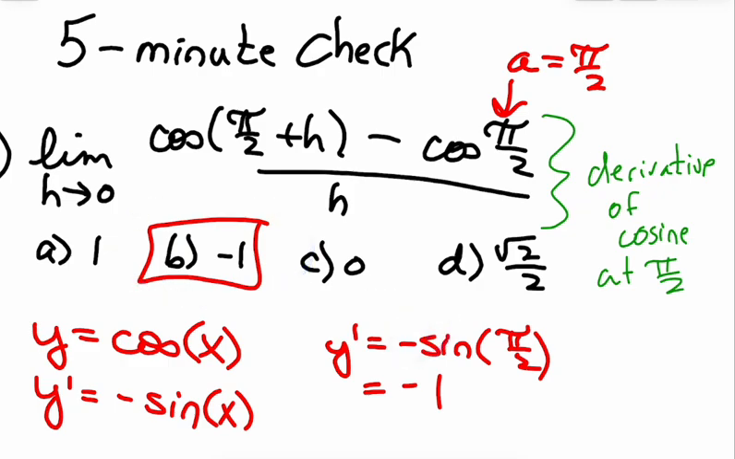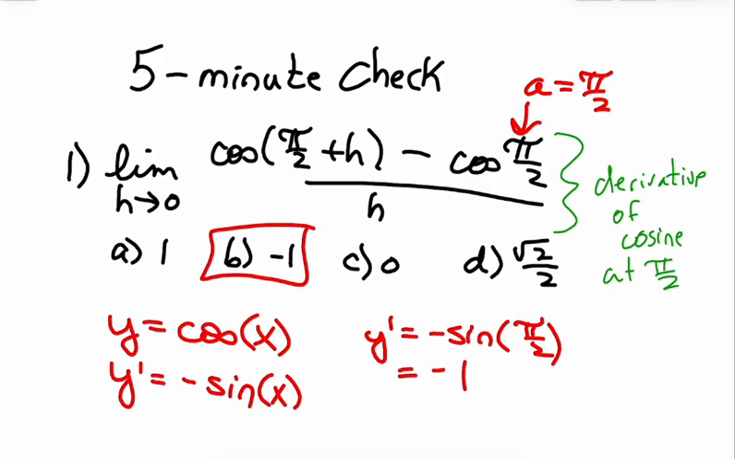So don't do that limit ever again. Recognize that it is the derivative, pull out the function, do its derivative, the shortcut method, and then just plug in whatever a value they happen to be using. In this particular case, pi over 2.